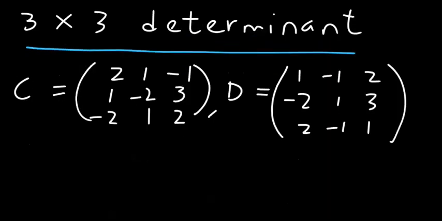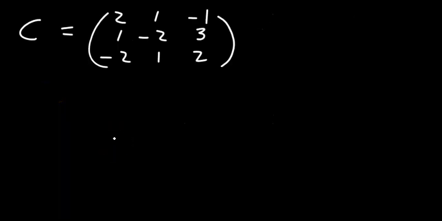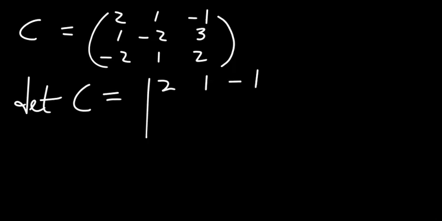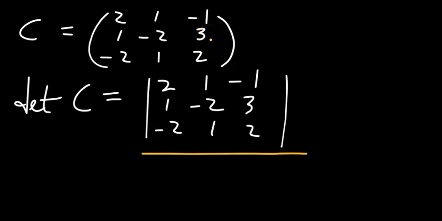Now we will show you how to calculate a 3 by 3 determinant, namely the determinant of a 3 by 3 square matrix such as the one shown here. Let's look at matrix C first. So the determinant of matrix C is written in the following manner: 2, 1, minus 1, 1, minus 2, 3, minus 2, 1, 2, enclosed between two vertical lines. Evaluation of a 3 by 3 determinant requires the knowledge of evaluating a 2 by 2 determinant, which now we already know.